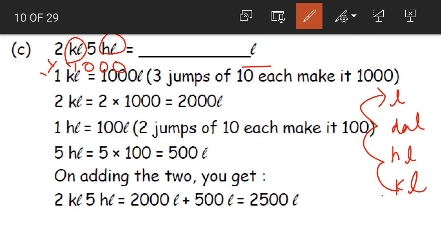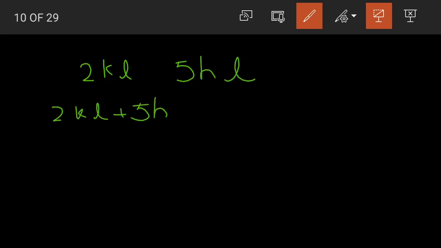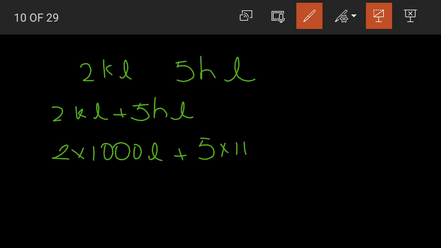Then we have our hectoliters. From hectoliters, we need 2 jumps to reach our liters. So we'll multiply hectoliters by 100. 2 KL 5 HL. Yes, so this is 2 kiloliters plus 5 hectoliters. So the kiloliters are to be multiplied by 1000 liters and hectoliters are to be multiplied by 100 liters.